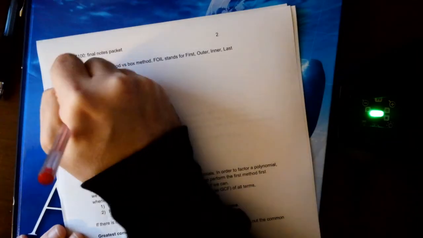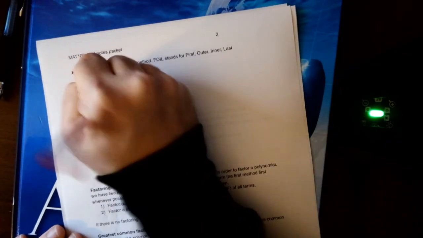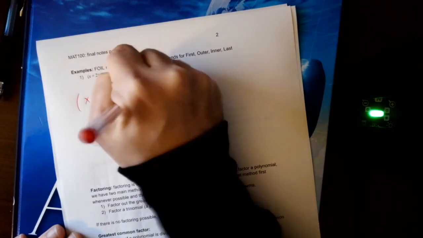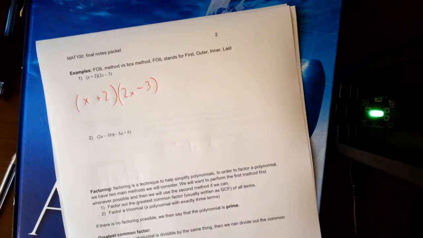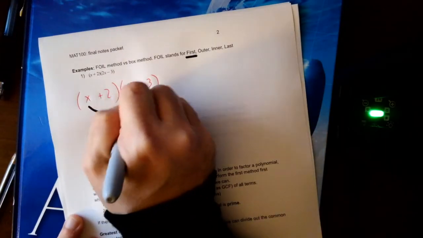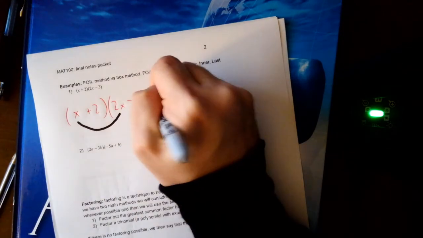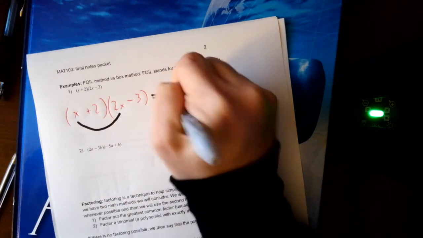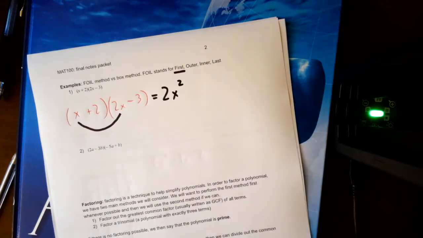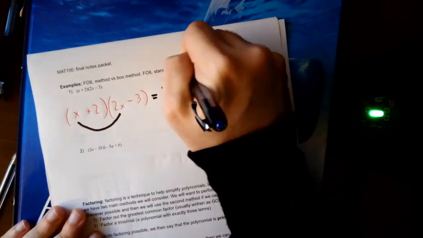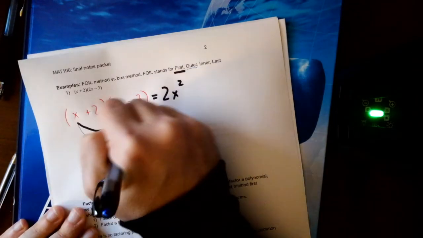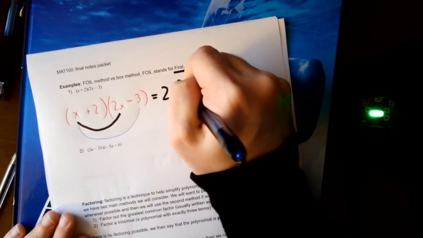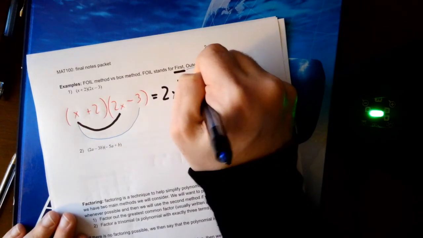So let's write x plus 2, 2x minus 3. And I wrote it huge so we can see what's going on. We're going to do the first. So we take the first two terms and multiply them together. That's going to give me 2x squared. Next, we look at the outer two. The outer two, that's x and negative 3, which will give me minus 3x.